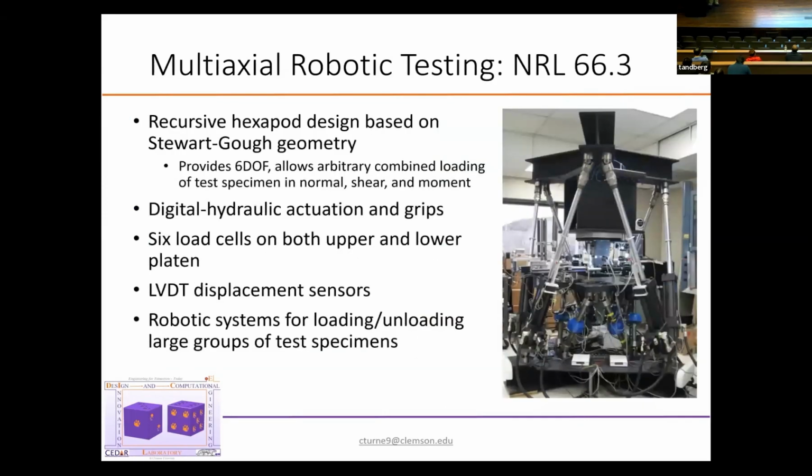One application I want to highlight is one I've done with the Navy Research Lab on their multi-axial robot testing machine, NRL 66.3. This is a Stewart-Gough platform that the Navy built to characterize nonlinear anisotropic composite materials on an as-built basis to determine their actual properties, not what was designed. It turns out the actual properties are not what was designed. So it's a room-sized 6 degree of freedom Stewart-Gough platform with another robot inside it to do multi-axial material testing to excite the coupled parameters within the system.